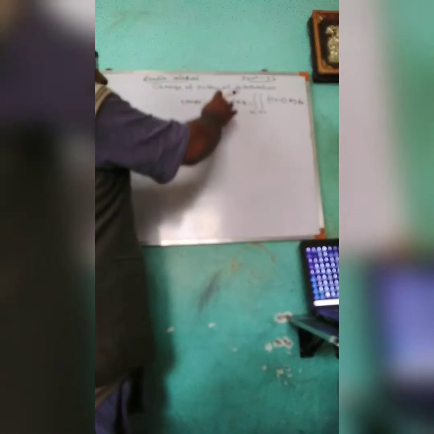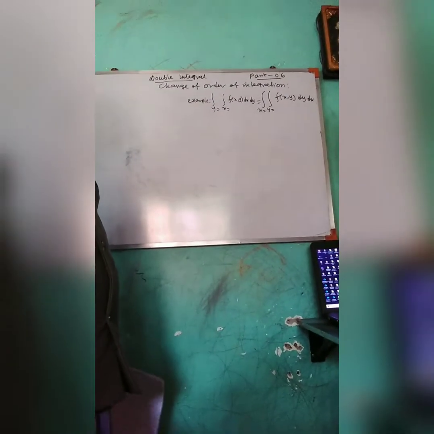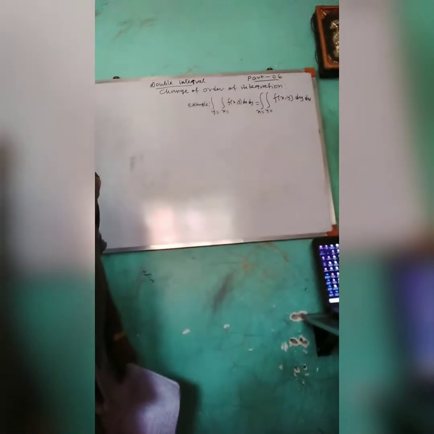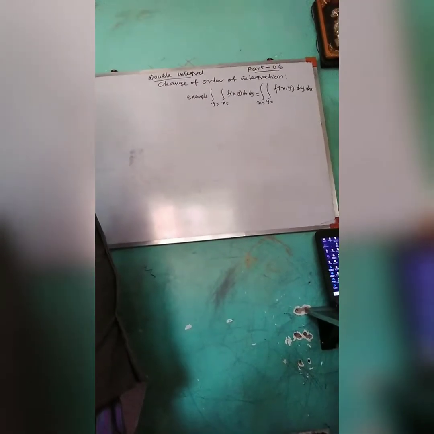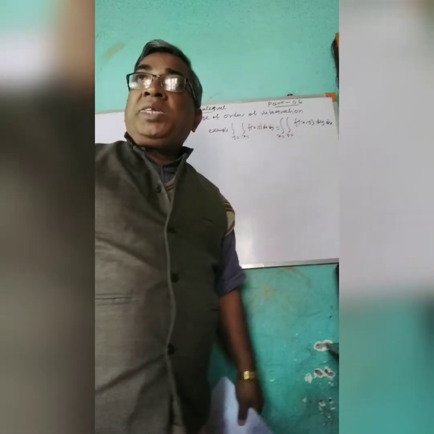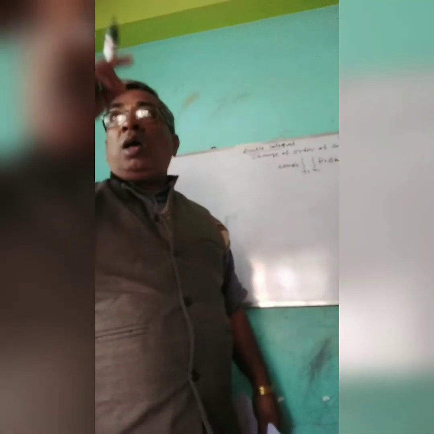If the internal limits are variable and the external limits are constant, then we have to change the order of integration. If the double integration is very complicated, then we need to change the order of integration. Sometimes in the question you will see, by changing the order of integration, evaluate a double integral. Then you have to change the order first, then integrate.